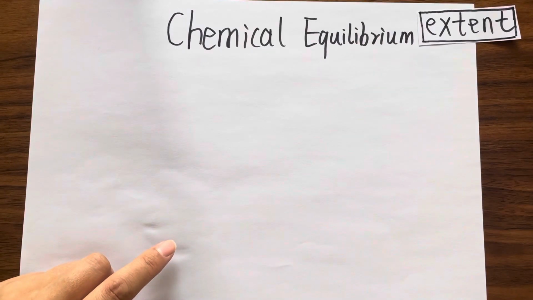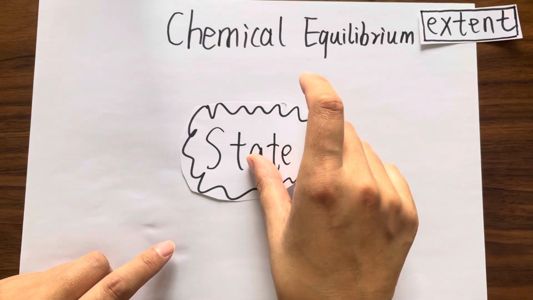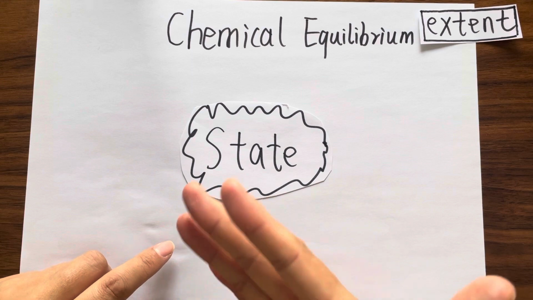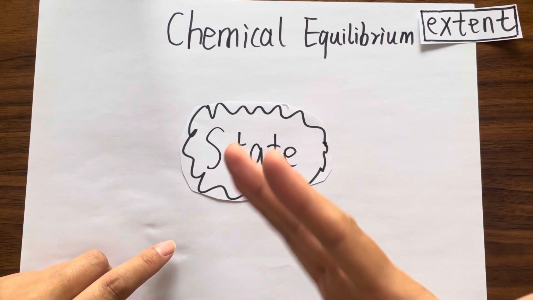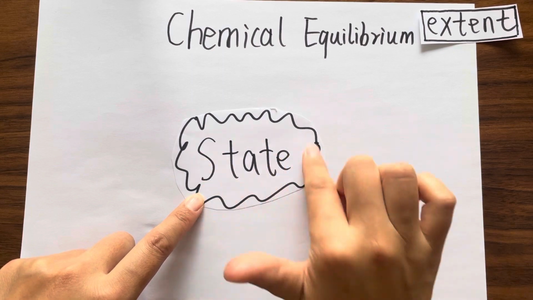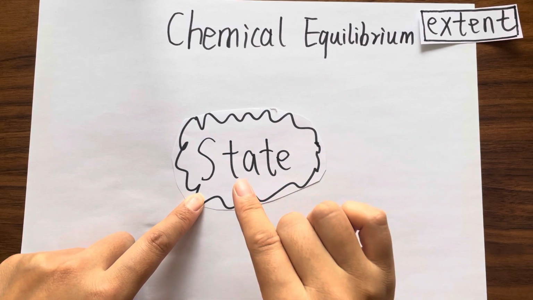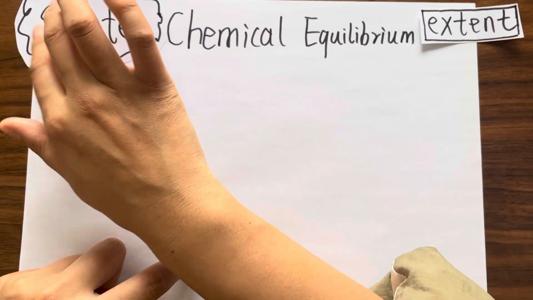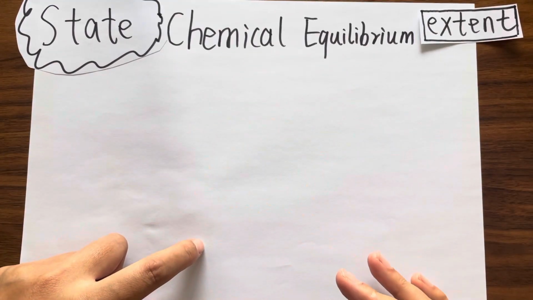And when the forward reaction has the same rate as the backward reaction, we say that it is in a state which is called chemical equilibrium. So chemical equilibrium is actually a kind of state a chemical reaction is in. This is about the fact of chemical equilibrium.